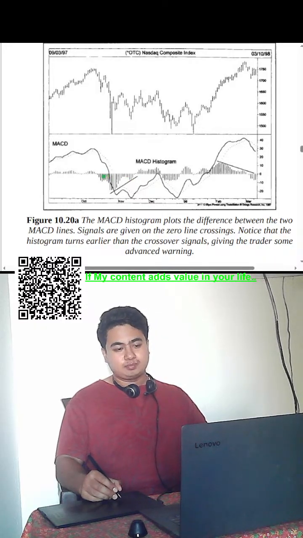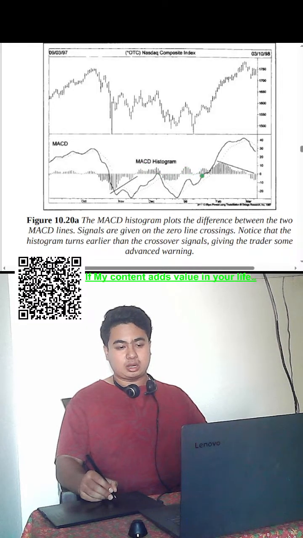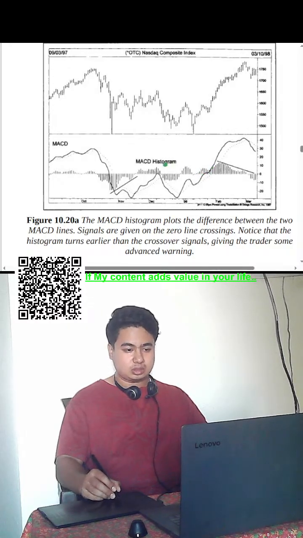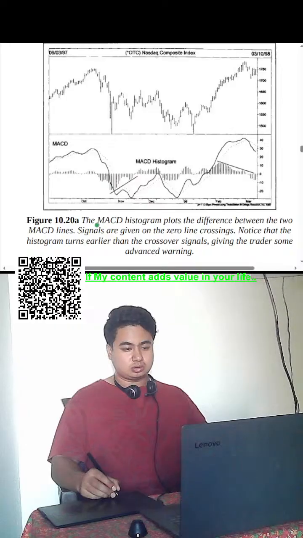So let's say the MACD lines are below it, but it is coming near the zero line, so that will be the early sign that the downtrend which is going on is about to end. Similarly, if the lines are above the zero line and it is slowly coming towards the zero line, then you can say that okay the uptrend is ending. And the only advantage it gives is it is giving the early warning signals. That's what the author is also trying to signify over here.